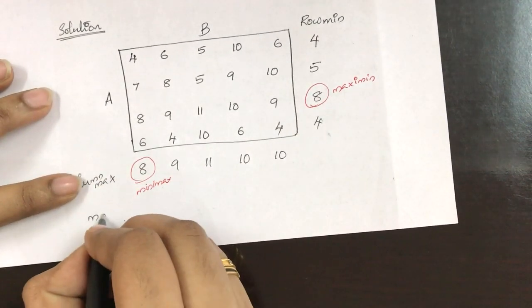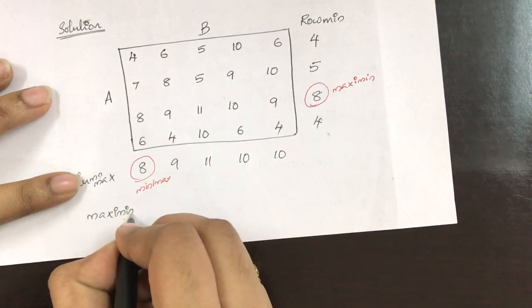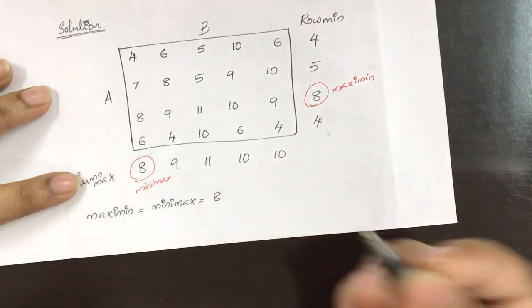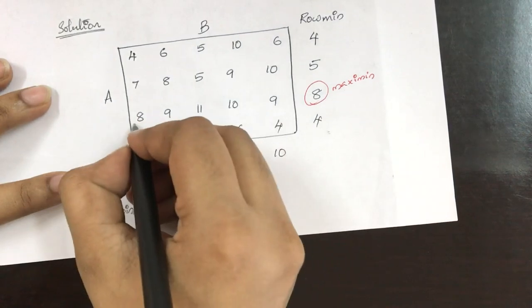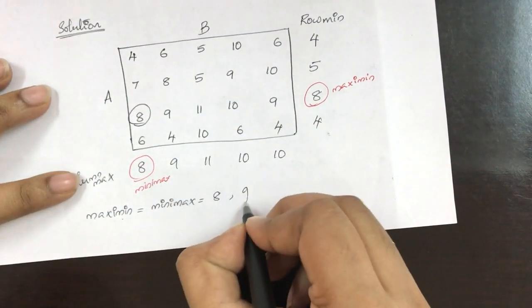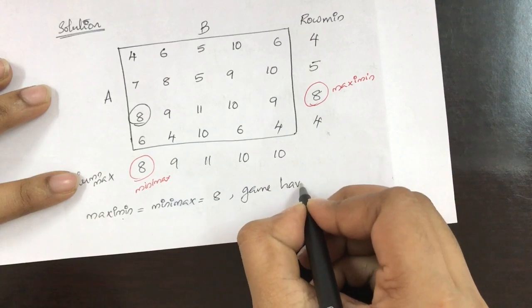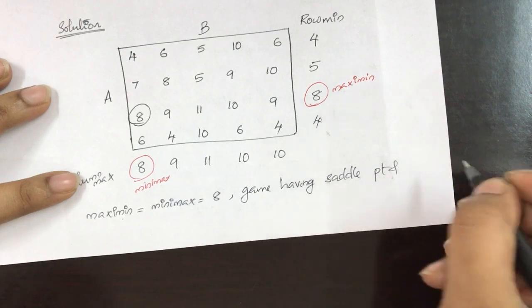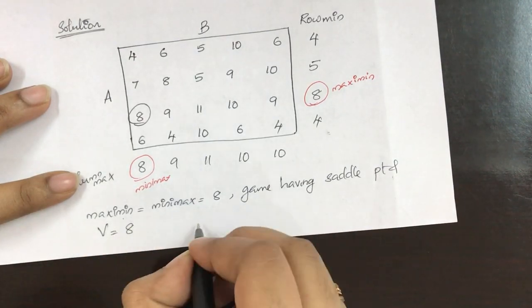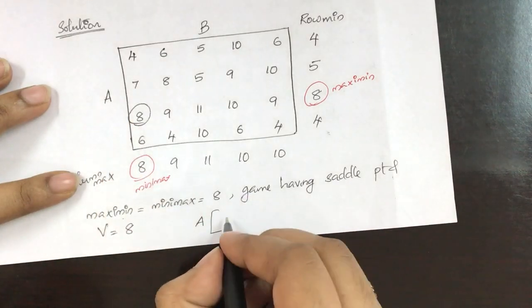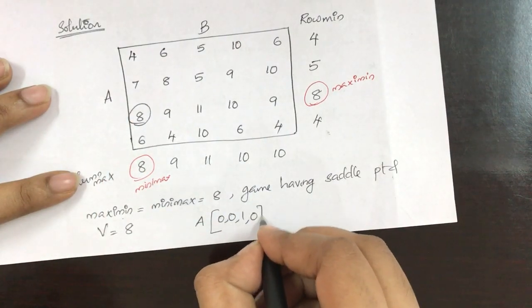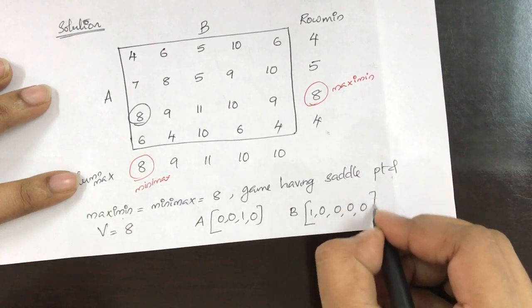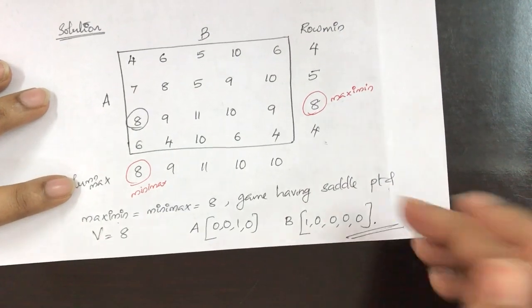Since maximin is equal to minimax, which is equal to 8, the value of the game is 8. The game has a saddle point and the value of the game is equal to 8. Strategy of A: 0 0 1 0. Strategy of B: 1 0 0 0 0. Okay, actually this is the value of the game.